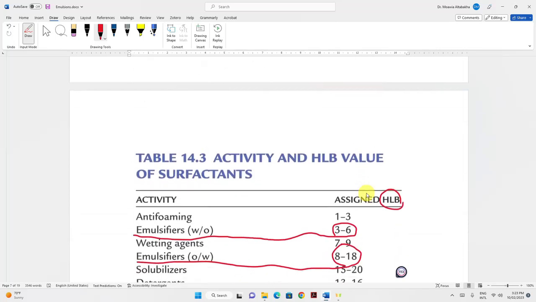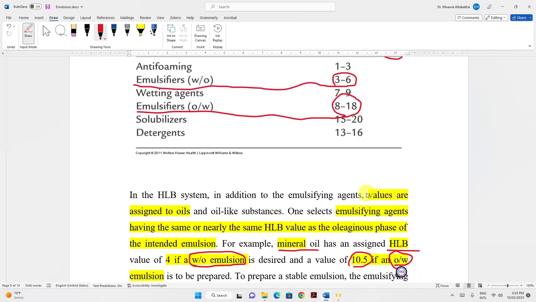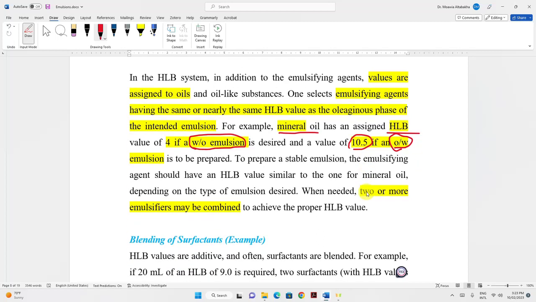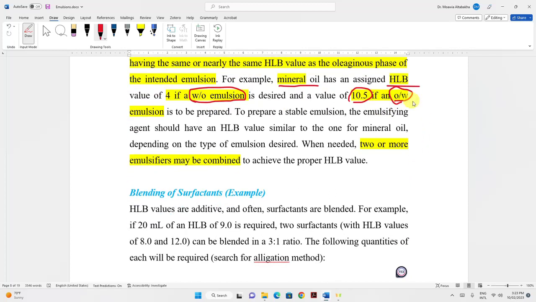So why do they give numbers, HLB numbers, to oils? Because this will allow you to pick the right emulsifying agent that has the corresponding HLB value. Again, the oils will be given an HLB value. That value will differ whether it's a water in oil emulsion or an oil in water emulsion. Of course, for oil in water emulsion the value will be higher.